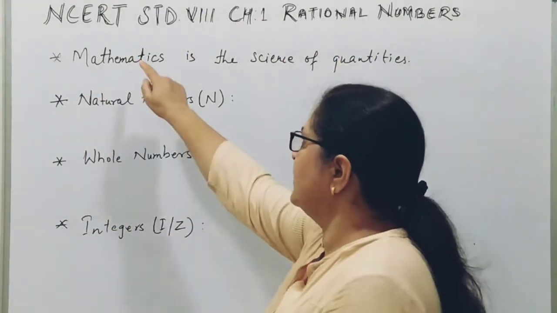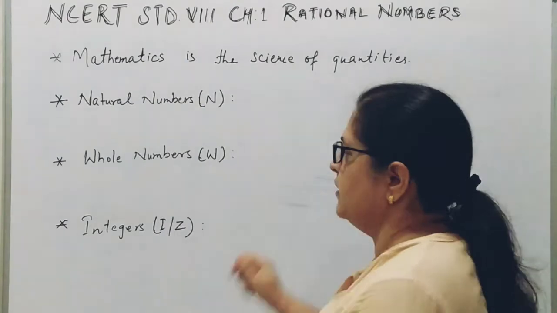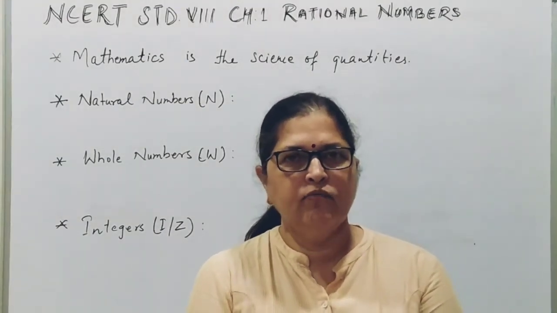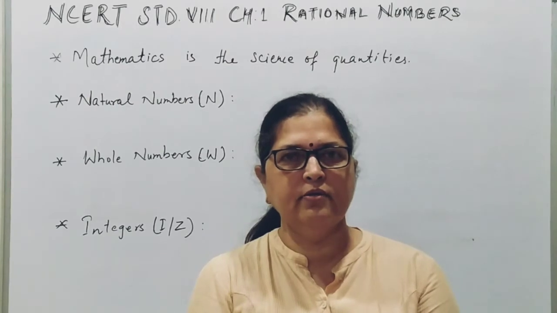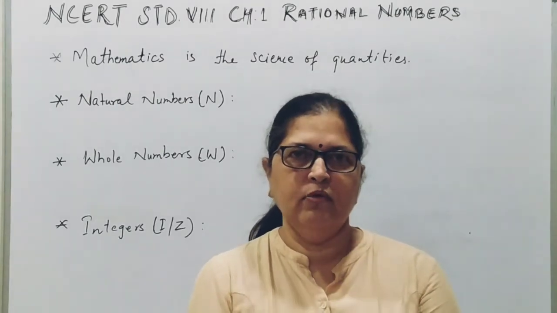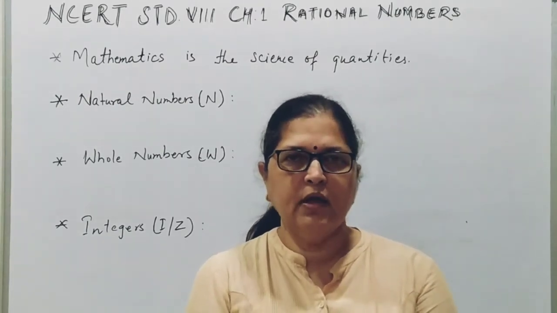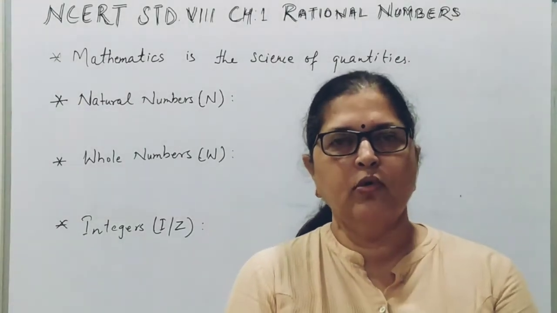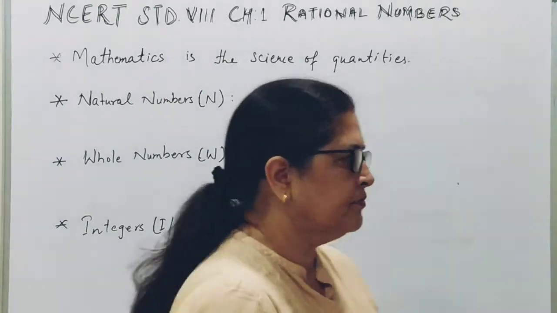It is rightly said that mathematics is the science of quantities, and to deal with the quantities we need numbers. We started our journey of numbers when we were in preschool. We started counting things like 1, 2, 3 and so on. These are known as counting numbers.